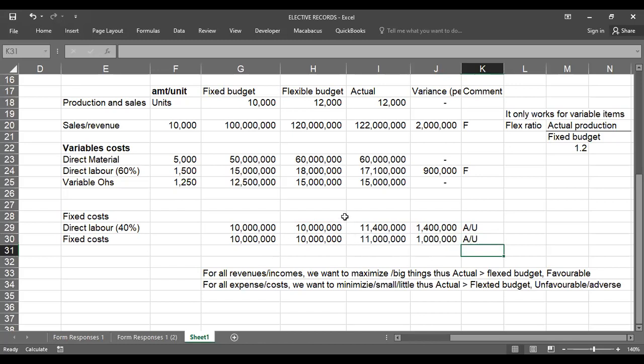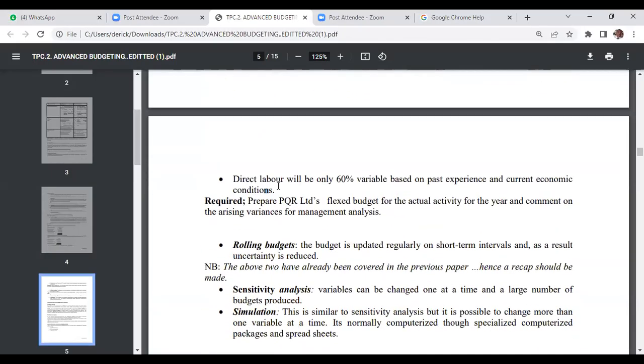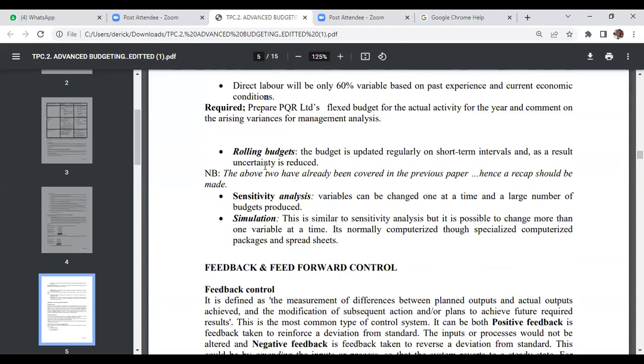So guys, that's how we deal with flexing of the budget using your ratio and variable cost per unit if you wanted to. Let's go back to the question and continue. Any questions regarding this? Okay, no questions. So we continue. So we had the rolling budget. I understand you have a question, but I will illustrate.